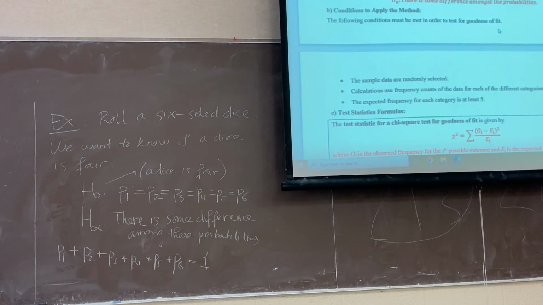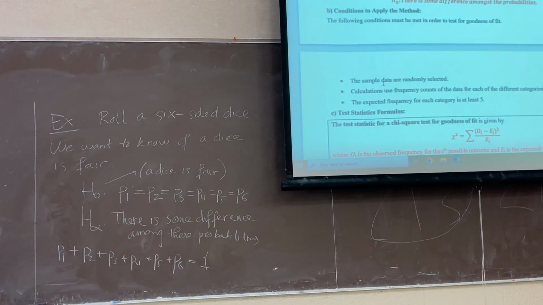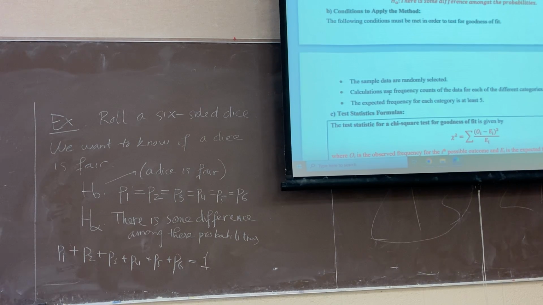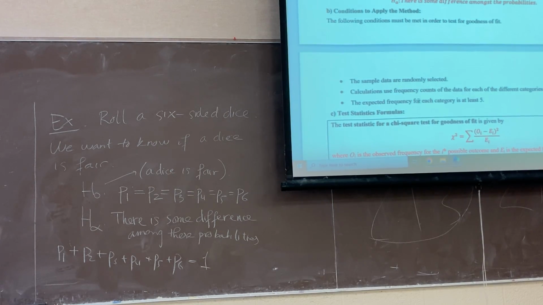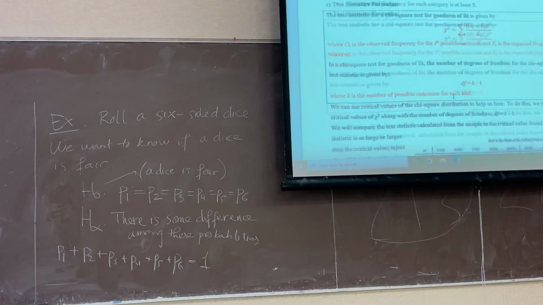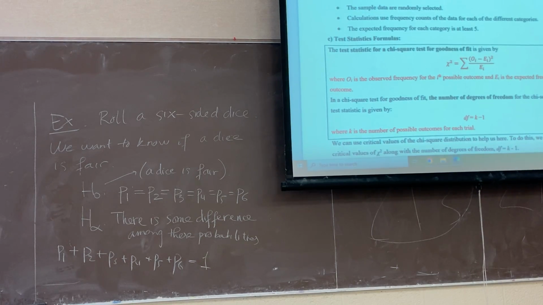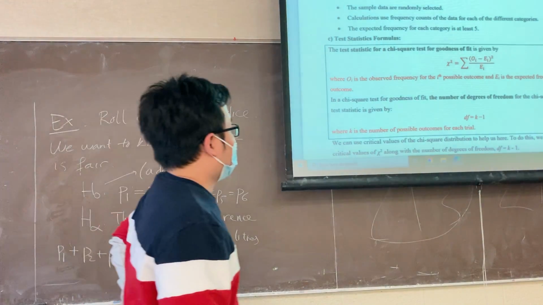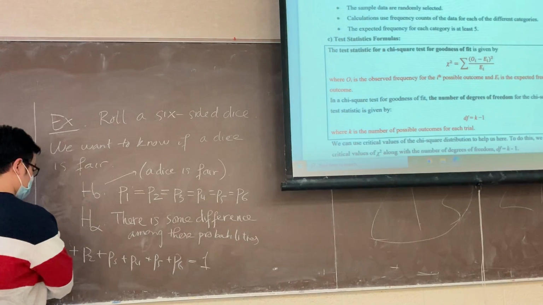Any questions so far about this? Those are the conditions to apply this method. The sample data is randomly selected. The calculations use frequencies, so we have to know the frequencies. And the final one, the expected frequency is at least 5. Okay. That is the condition to apply this method.